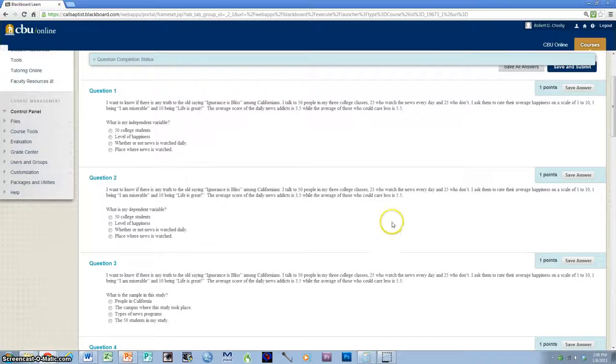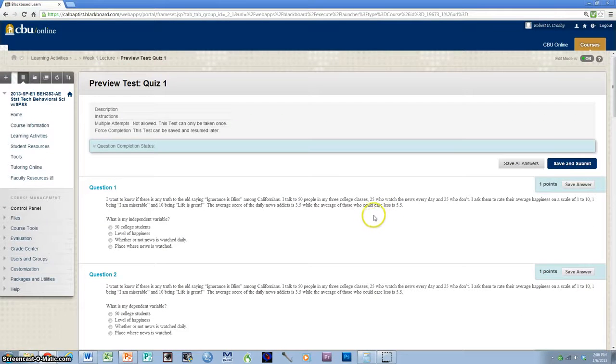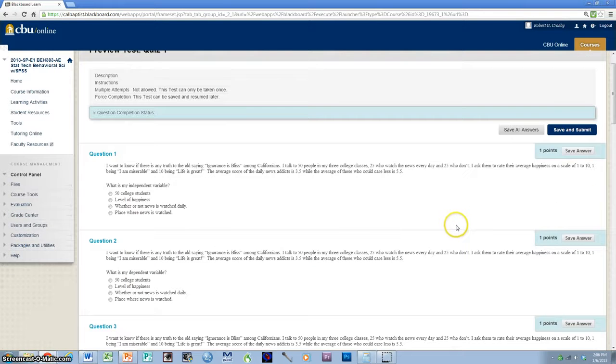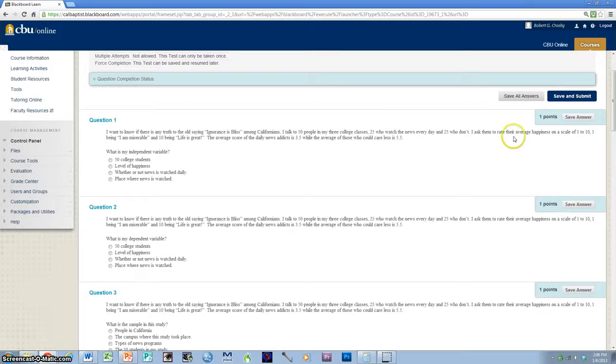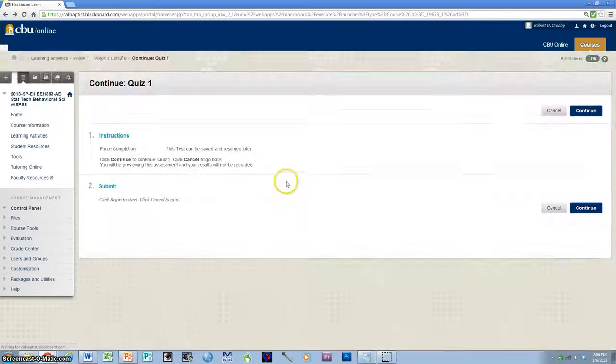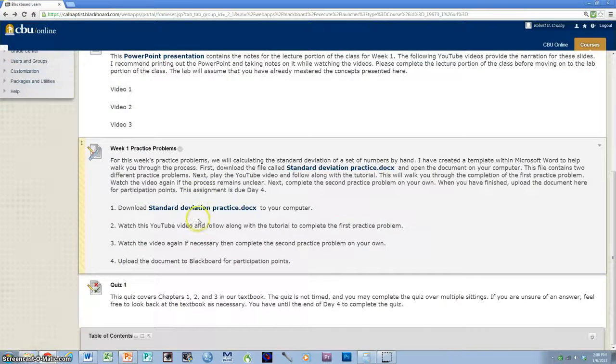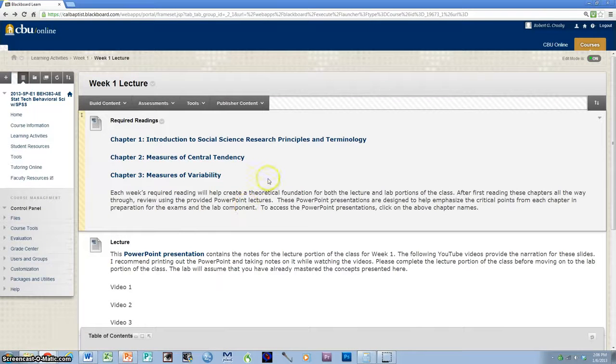And you are completely welcome to go back and look at the book, look at the notes. We're going for mastery here, so take your time. It is not timed, and you can save your answers and then go back later if you need to. So take your time on that. Just remember that everything in here is due on day 4, so that's Thursday.